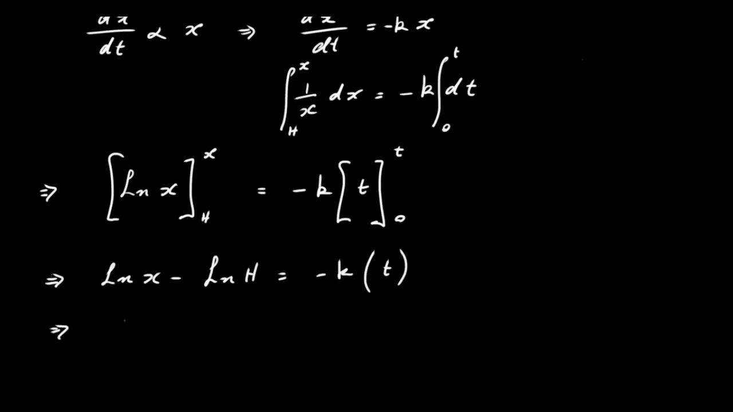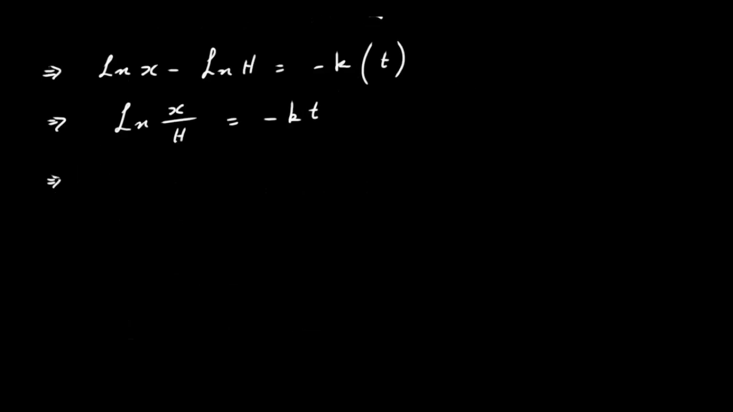Okay, so I'm going to use the laws of logs here. Log of x over h is equal to minus kt. Let's convert this from log format to index form, so it's e to the power of minus kt is equal to x over h, or we can just say h e to the power of minus kt is equal to x.